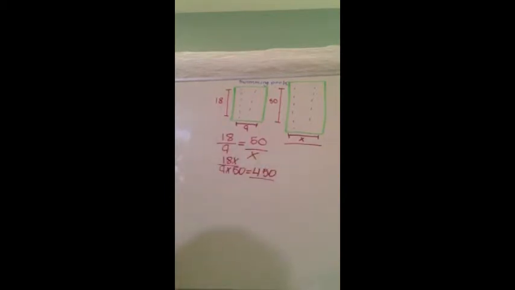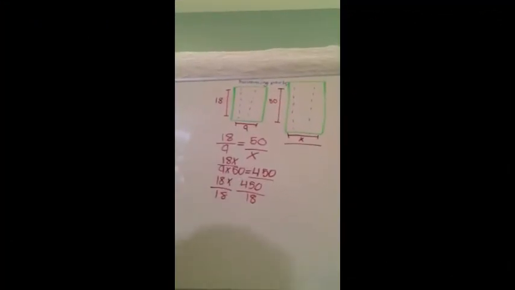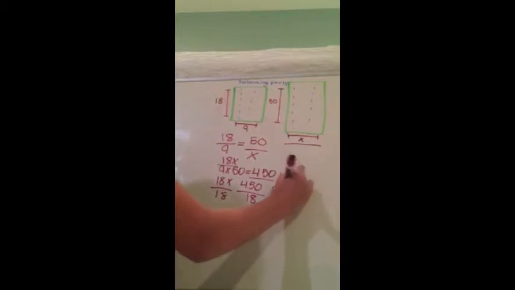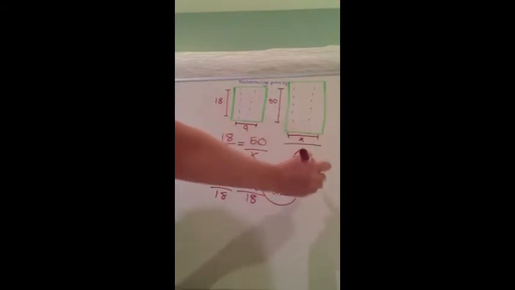Okay, so our next step is we would have to divide 18 into 450 because we have to remember we are trying to get x by its own. So the proper way to set it up would be 18x = 450, and we would do divided by 18, divided by 18. The answer of this division problem would end up being 25. So 25 would be our answer and our width of this problem.